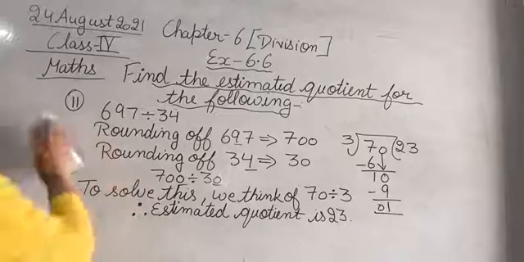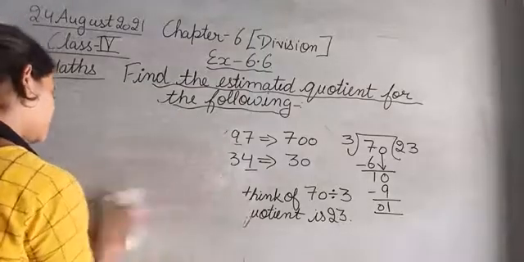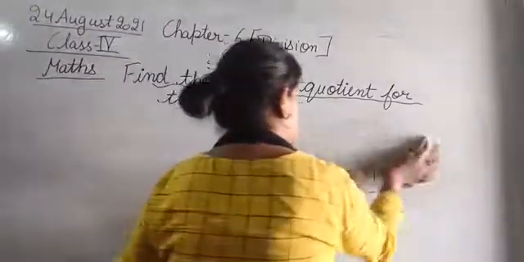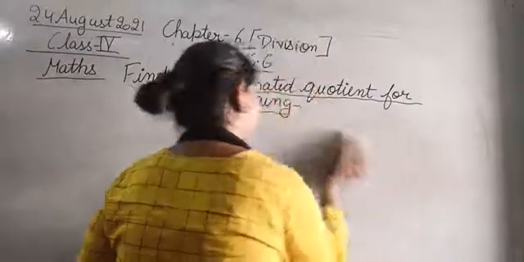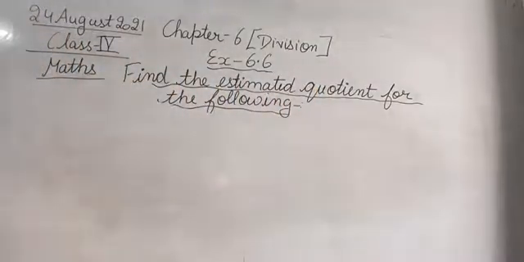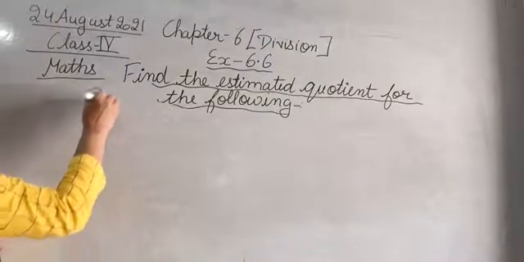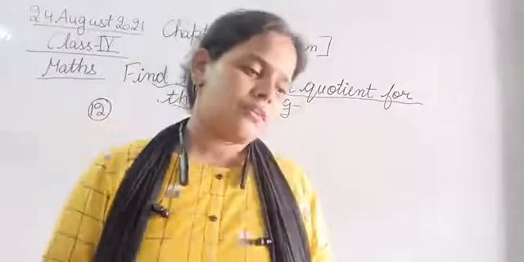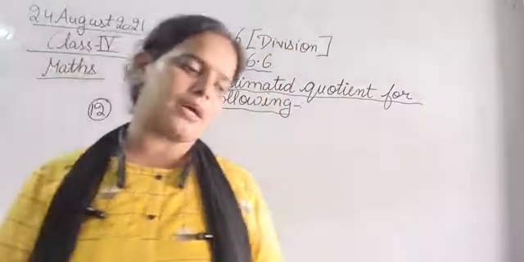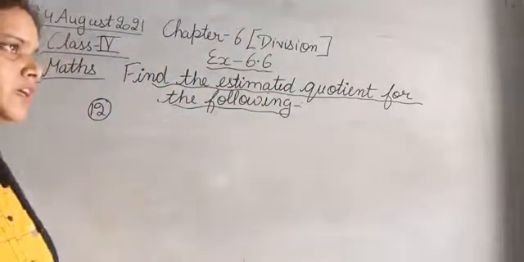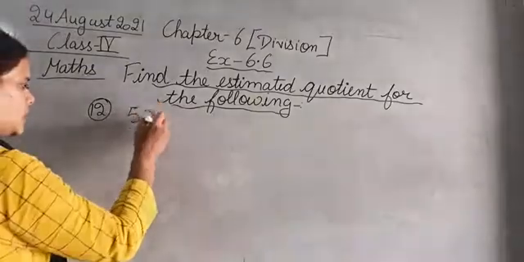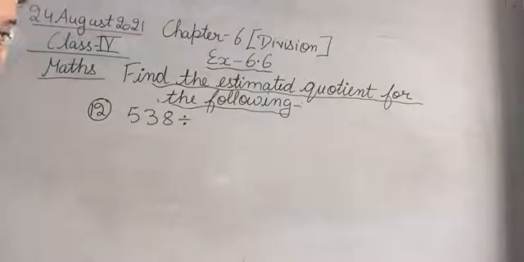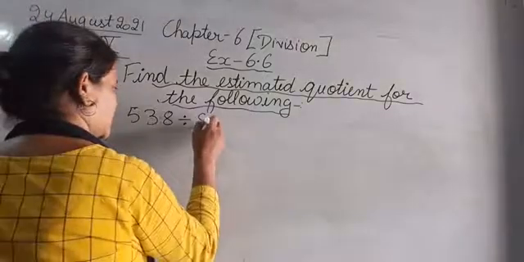Chalo. Moving next to question number 12. So I am moving to the next question. The question number 12 is 538 divided by 82.